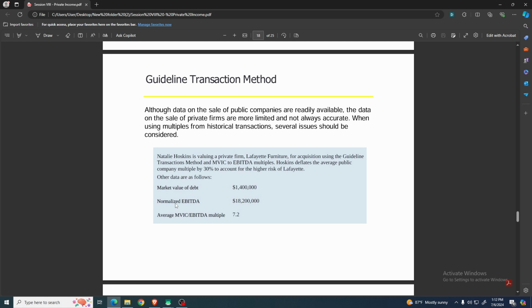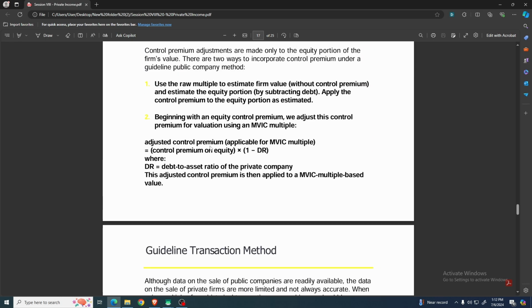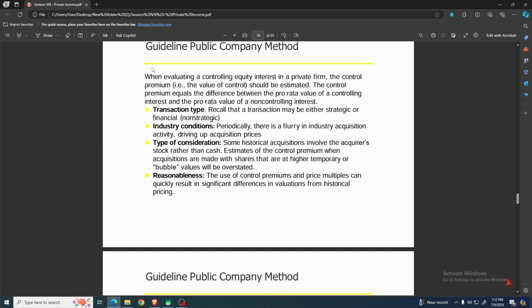However, you need to remember that due to the inherent risks and data limitations associated with private firms, careful adjustments are necessary in order to ensure accuracy when you are going to value the equity or the market value of invested capital of a private firm under the guideline transaction method. So, by applying appropriate deflation factors and using relevant comparable transactions, analysts can derive a realistic valuation that would reflect the true market value of the private firm. So you can see this method is particularly effective when reliable data on public companies is insufficient, offering a practical alternative for private firm valuation. So we have conducted a detailed discussion on the guideline transaction method and the guideline public method.